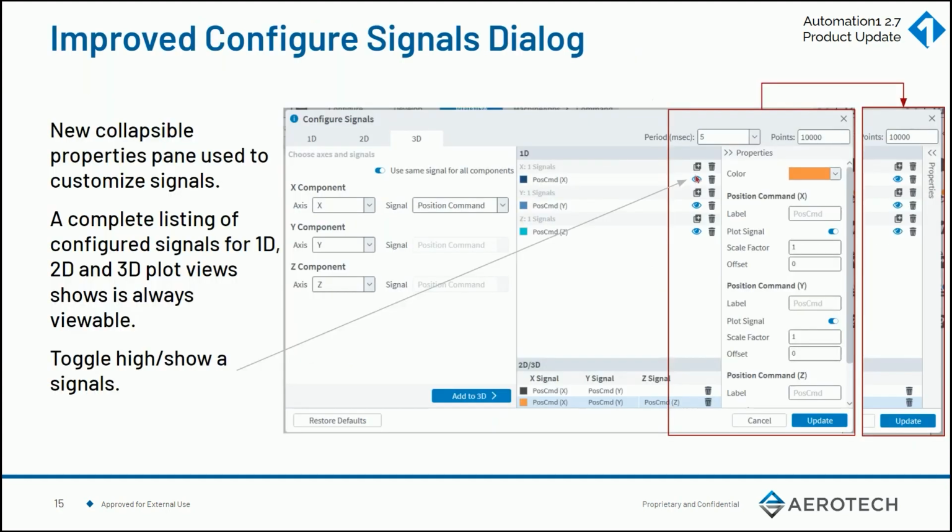Studio improvements. The first thing we're going to go over here in Automation1 Studio is our configure signals dialog, which is part of our data visualizer module.